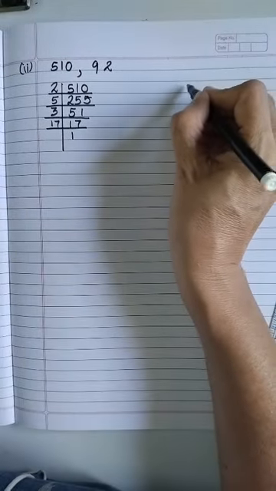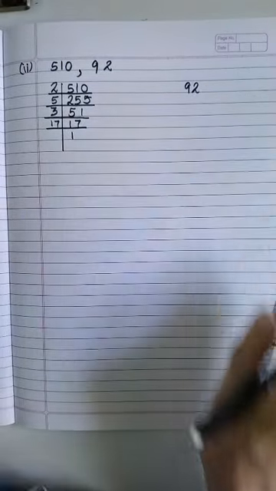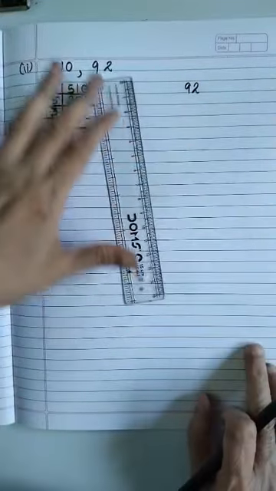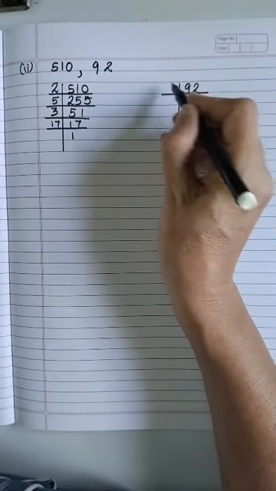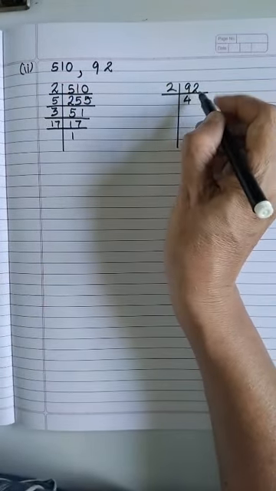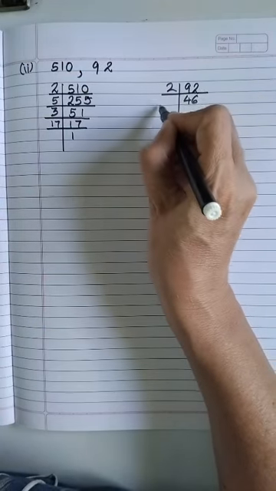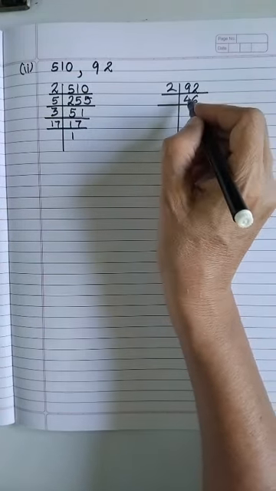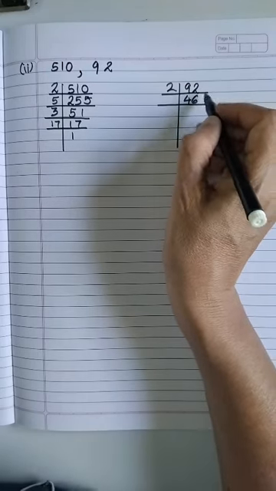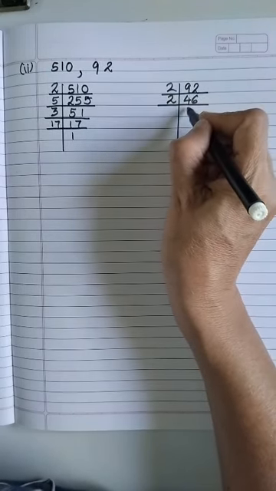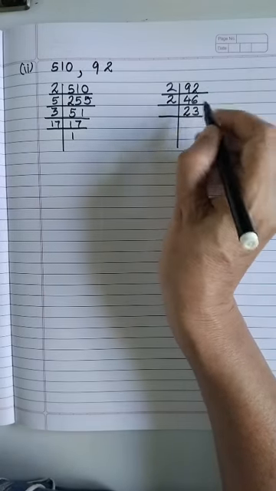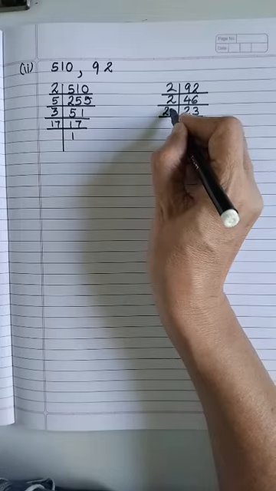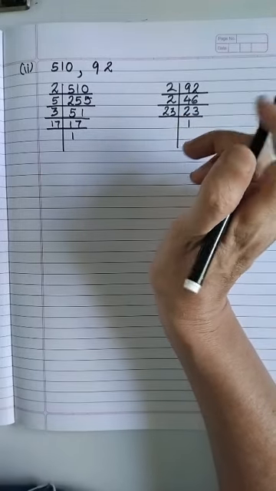We'll take another number, 92. 2 is at the unit place, so the number is divisible by 2. We'll start dividing 92 with 2. 2 4s are 8. 2 6s are 12. 6 is at the unit place, so the whole number is divisible by 2. 2 2s are 4. 2 3s are 6. 23 is a prime number, so 23 1s are 23.